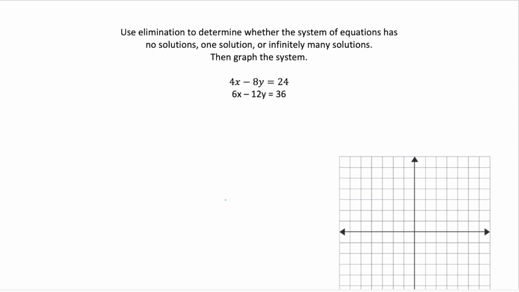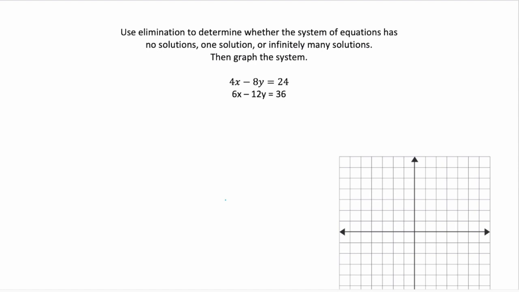Today we're going to use the method of elimination to solve a system of linear equations. And then we'll graph it so you can see what this type of system would look like graphically. So remember, when you use elimination, your goal is to eliminate one of the variables. And that happens through adding or subtracting, which are both really the same operation.